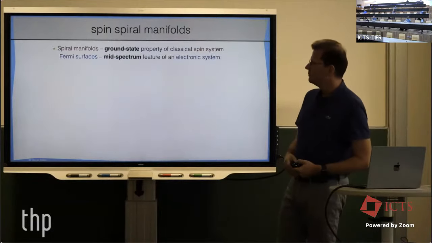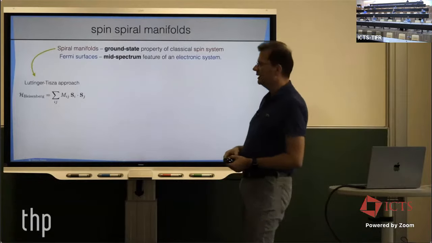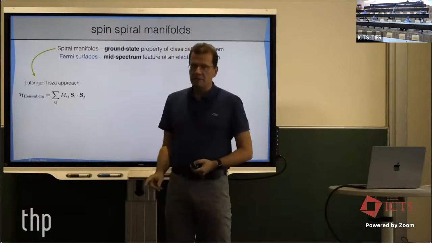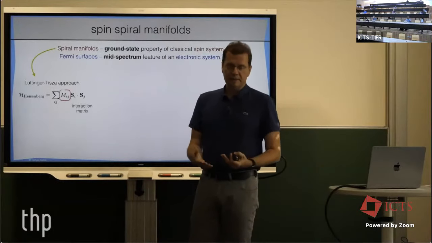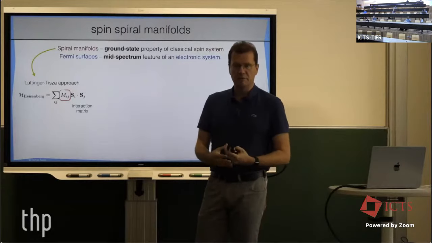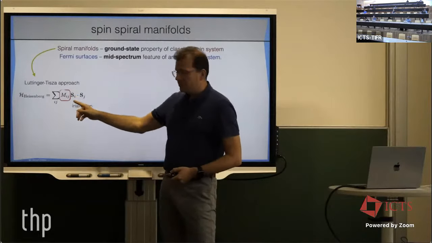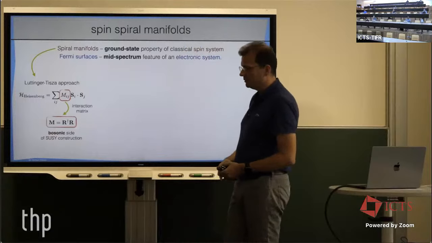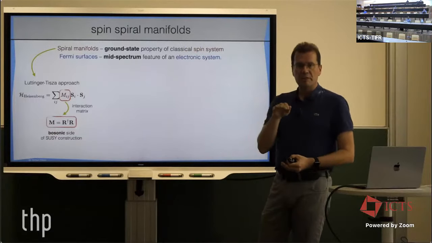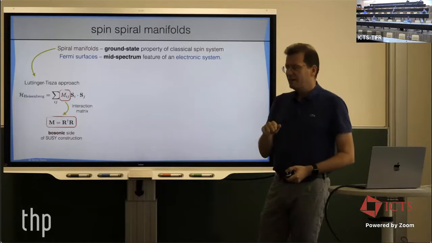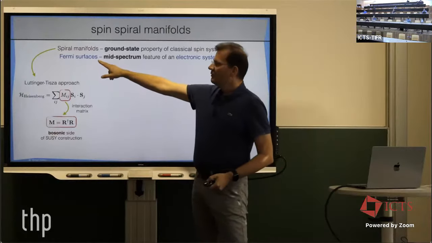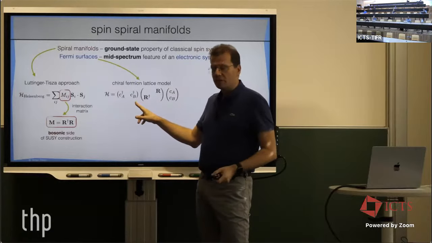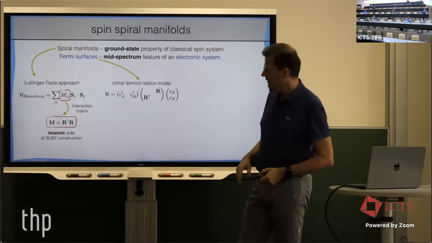Let me go through this step by step. For the spiral manifolds, I look at the classical spin model and do a Luttinger-Tisza approach, where I take the interaction matrix between these spins and diagonalize it. Diagonalizing this will give me a manifold of possible ground states, and I will identify this interaction matrix with the right-hand side in my supersymmetry construction, so with R dagger R, the bosonic side. But now I'm interested in connecting that to a mid-spectrum feature, and I remember that is actually the case for the supersymmetric charge. So the Fermi surfaces I will associate with a fermion lattice model that I associate with the SUSY charge, the middle of my construction.